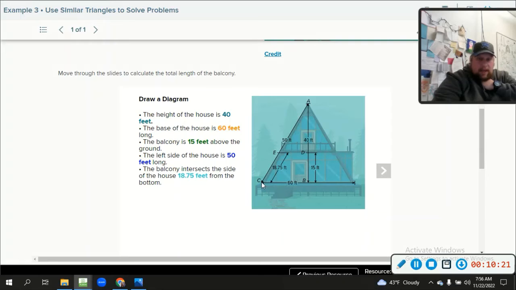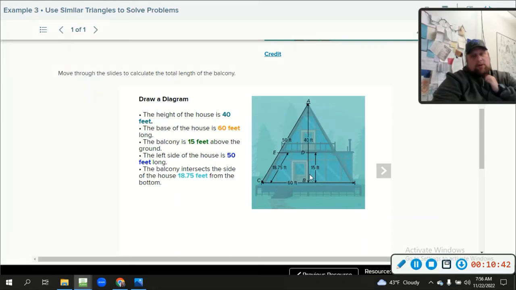The left side of the house is 50 feet long. So that's the left side. That's from here, boom, up to here. That slant height is 50 feet, so it's the hypotenuse of this triangle. The balcony intersects the sides of the house 18.75 feet from the bottom, which means if this is 18.75 feet, then up here we've got what? 31.25 feet for this hypotenuse.